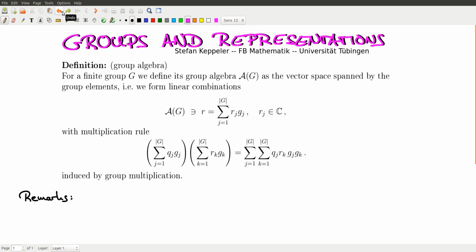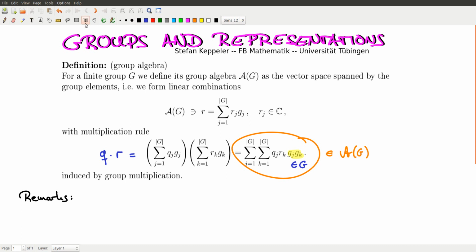And now we make it an algebra by also introducing a multiplication rule. So we take two elements of our group algebra, say Q and R, each a linear combination of the group elements, and then we multiply them like this here. And now notice that here's a product of two group elements, and since it's a group, the result is again a group element. So this means this thing here is again in the group algebra because it's a linear combination of group elements.